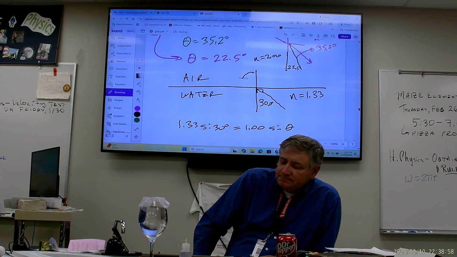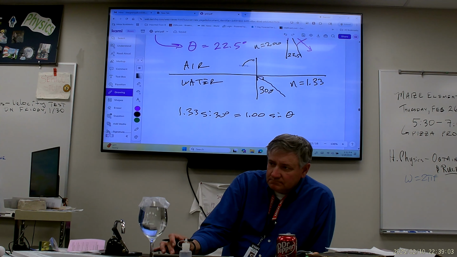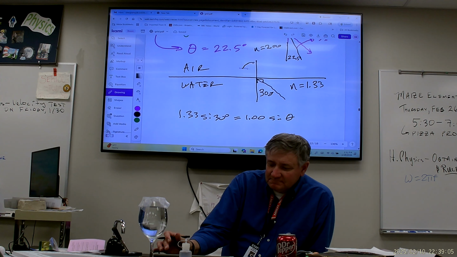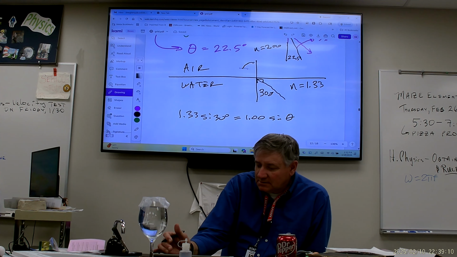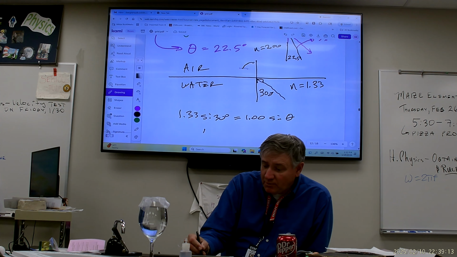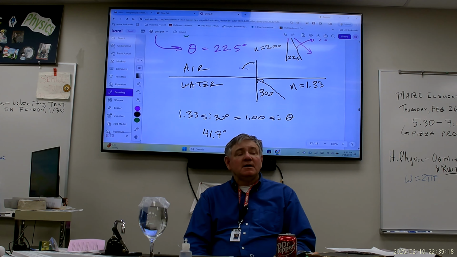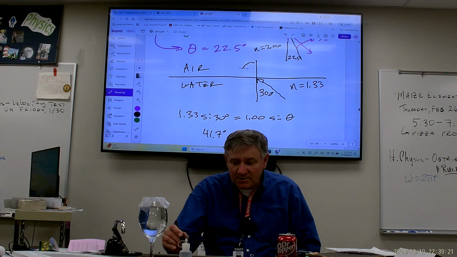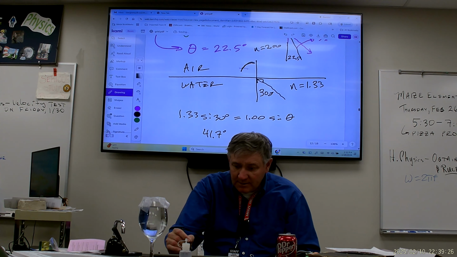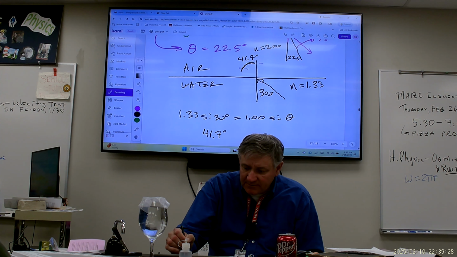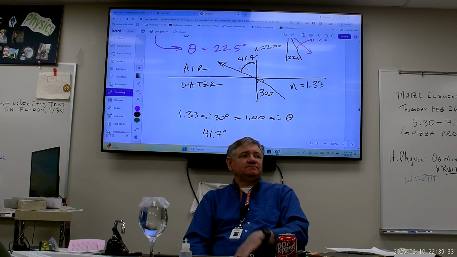So what'd you get for theta? Well, what's the sine of 30? 0.5. What'd you get? 41.7 degrees. Okay? Now, 41.7 degrees. But remember, that's this angle here with that normal line. So that's going to be 41.7 degrees. Notice what happened to that line. What did it do? It became more horizontal.